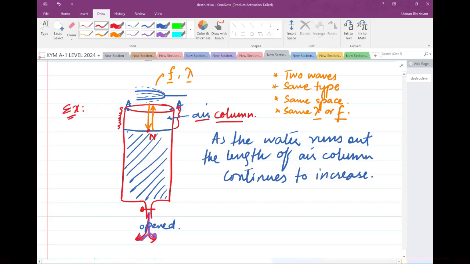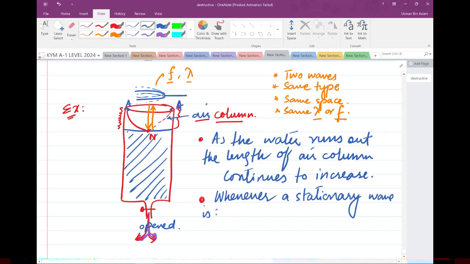That means if you let the water run out, after some time, there will be a stationary wave formed in it. We can't see a stationary wave formed, but we will be able to hear a louder sound. Whenever a stationary wave is formed, we are able to hear a loud sound. So I'm going to write that down for you. That's an important piece of information. Whenever a stationary wave is formed, a loud sound is heard.